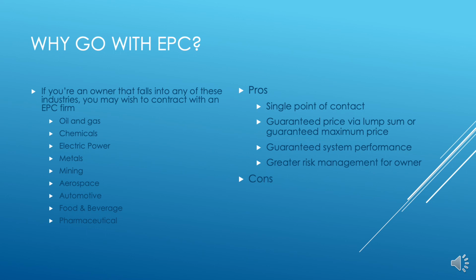cons to the EPC delivery method that every owner should be aware of. Since the owner is less involved in the project, there can sometimes be a loss of design control. Another con attributed to the hands-off approach of the owner is that the quality assurance and quality control is usually entirely in the hands of the contractor. Also, at the beginning of the project, there can sometimes be a lack of scope and/or project definition that can lead to difficulties later on.